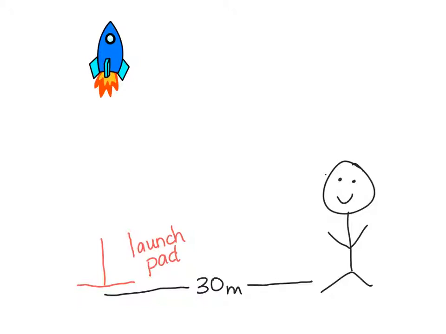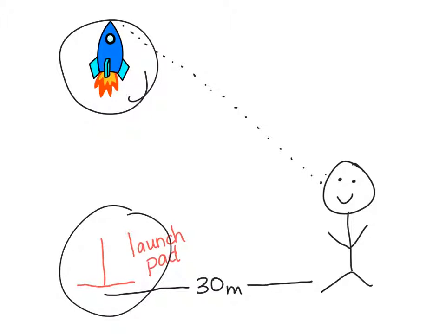So we're going to draw a line to show that you're looking up into the sky at the height of the rocket. You are going to measure the angle using this tool when you think the rocket has reached its highest point. Then we are going to use these three positions: the height of the rocket, the launch pad, and you, and we are going to make a right triangle out of them.